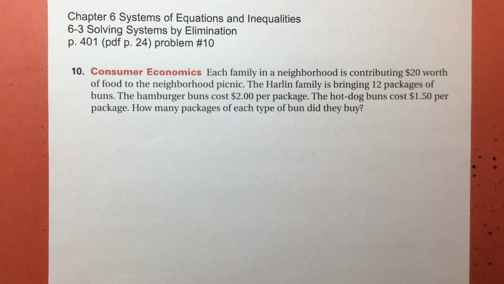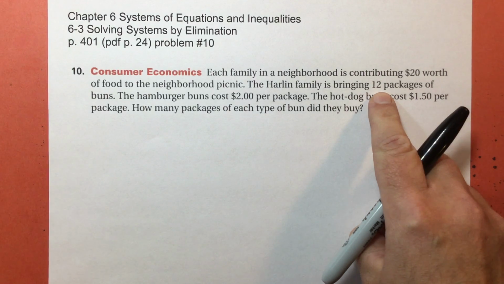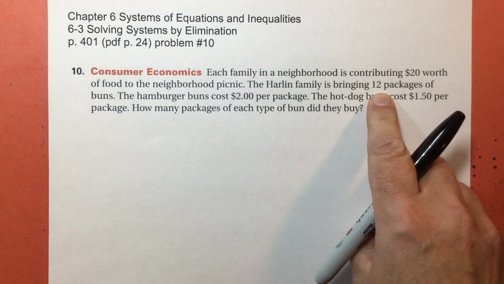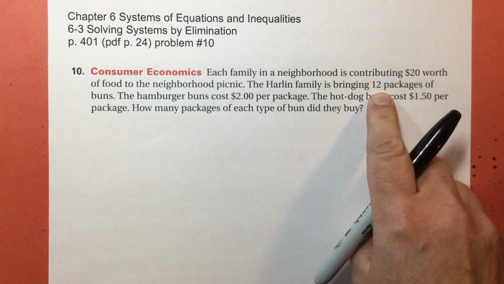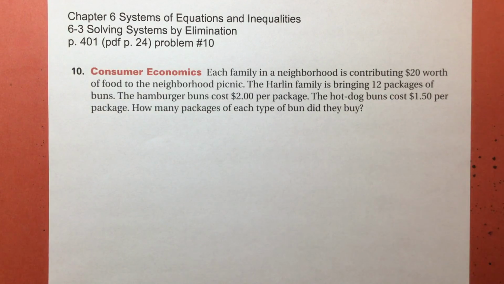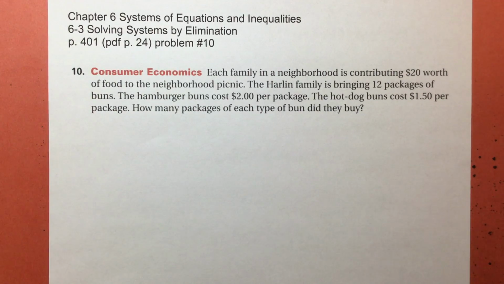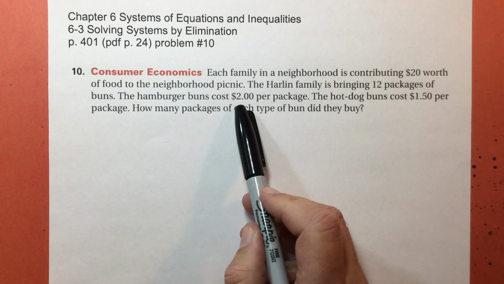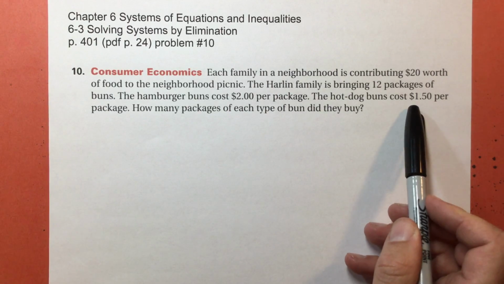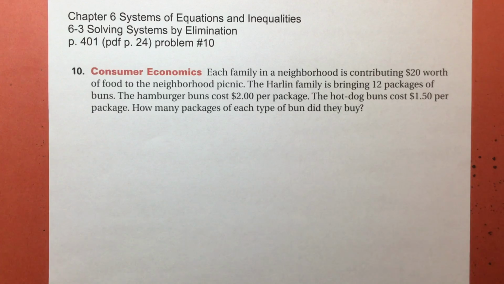I'm guessing that you could probably solve this by what some of the middle school teachers call trial and error. So if they're going to bring 12 packages of either hot dog or hamburger buns together, you could just say 1 and 11, 2 and 10, 3 and 9, and just keep track. Multiply the hamburger buns by $2, the hot dog buns by $1.50, and see when you're going to get $20 worth. That's one way of doing it.